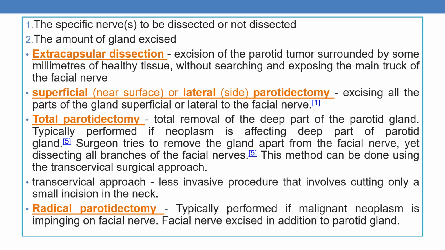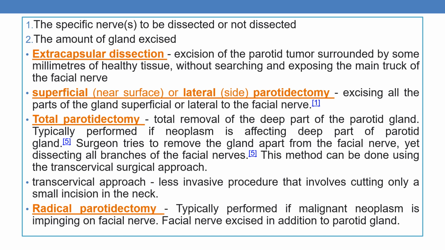Now, there are types of parotidectomy. It depends upon the specific nerve to be dissected or not dissected and the amount of gland excised. First of all, coming to the first type, it is extracapsular dissection. In extracapsular dissection, excision of the parotid tumor surrounded by some millimeters of healthy tissue is done without searching for and exposing the main trunk of the facial nerve. Some of the healthy tissue is also removed without exposing the facial nerve.